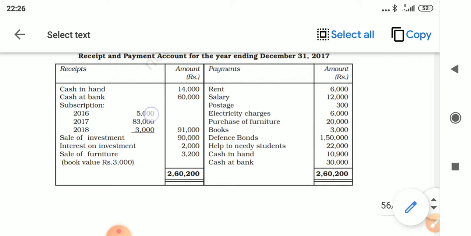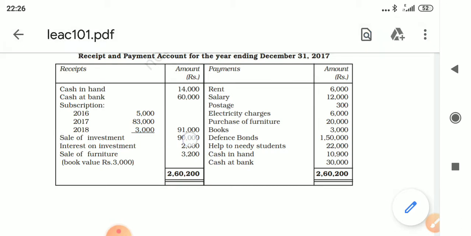What about this 5,000? This 5,000 will appear in the opening balance sheet, 2016 balance sheet asset side. And this 3,000 is subscription received in advance. This will appear in the closing balance sheet, 2017 balance sheet liability side. Next, sale of investment, 90,000.